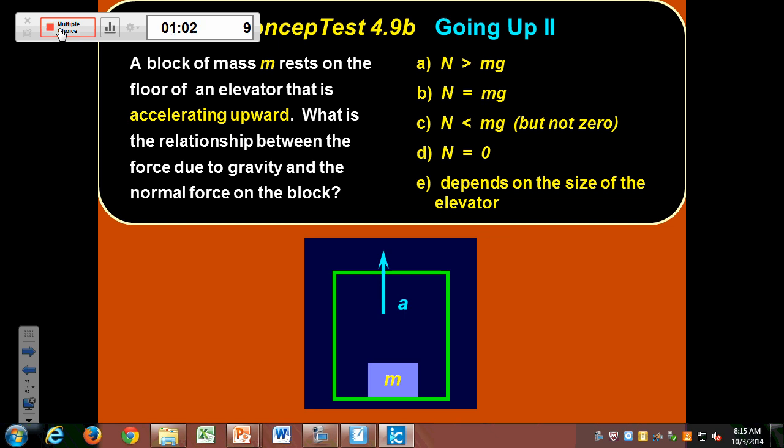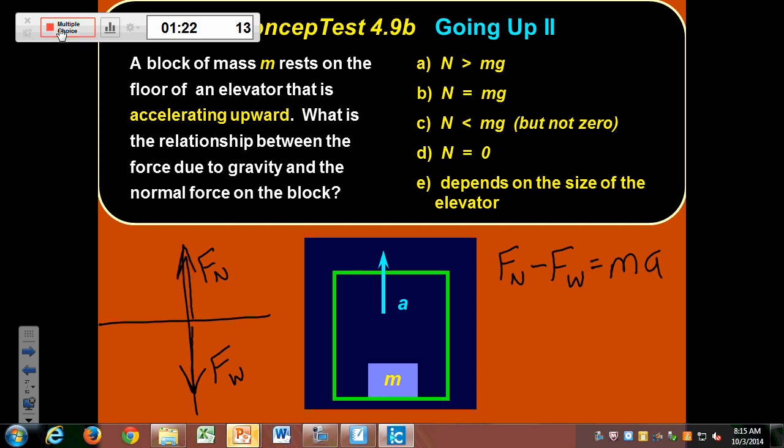Okay, we're accelerating upward here. I'm going to draw a vector diagram. I have my normal force, which is up, and my weight, which is down. If it wasn't accelerating, the normal force would equal the weight. So Fn minus Fw equals ma, so Fn equals Fw plus ma. Here, is my acceleration positive or negative? It's positive. So how is my normal force related to the weight? Is it bigger, equal, or smaller?